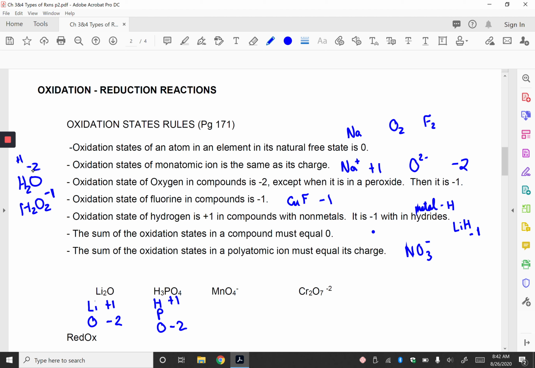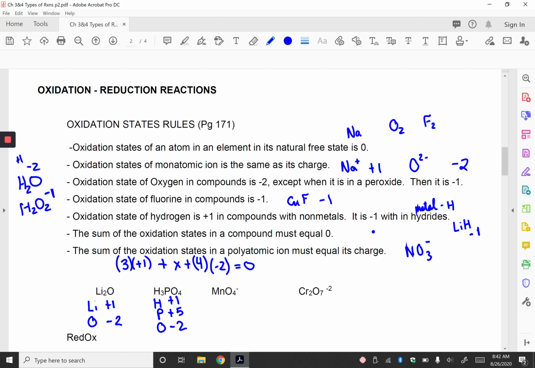So I have 3 of the hydrogens, and each of them is +1. Then I have the phosphorus, and I just have 1 of these phosphoruses, so I'm going to call it X. And then I have 4 of the oxygens, and each oxygen is -2. All of this together needs to equal 0 because it's a neutral compound. So then I solve for what X is, and that ends up being +5.